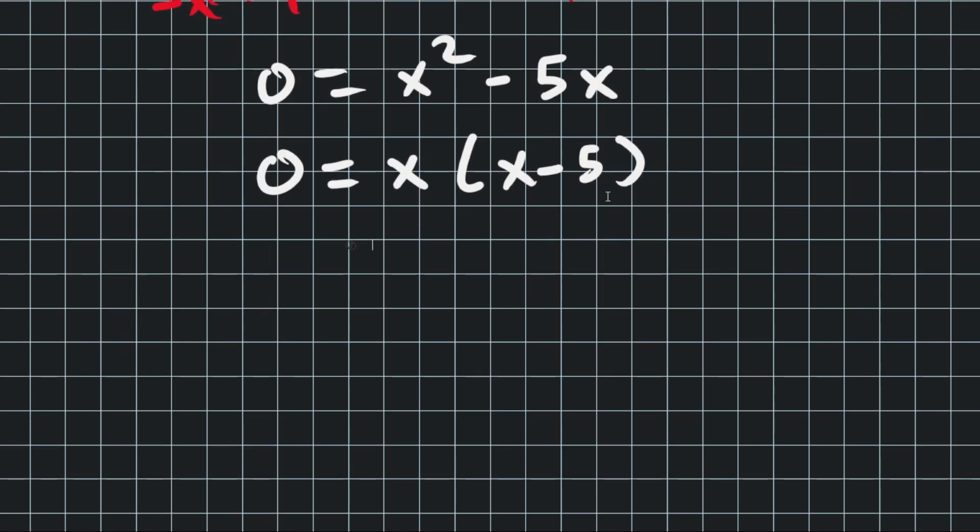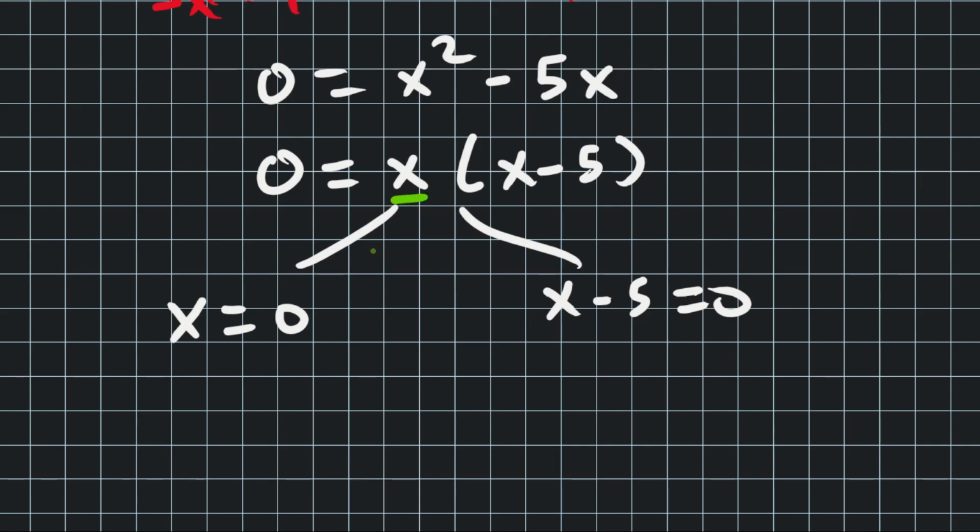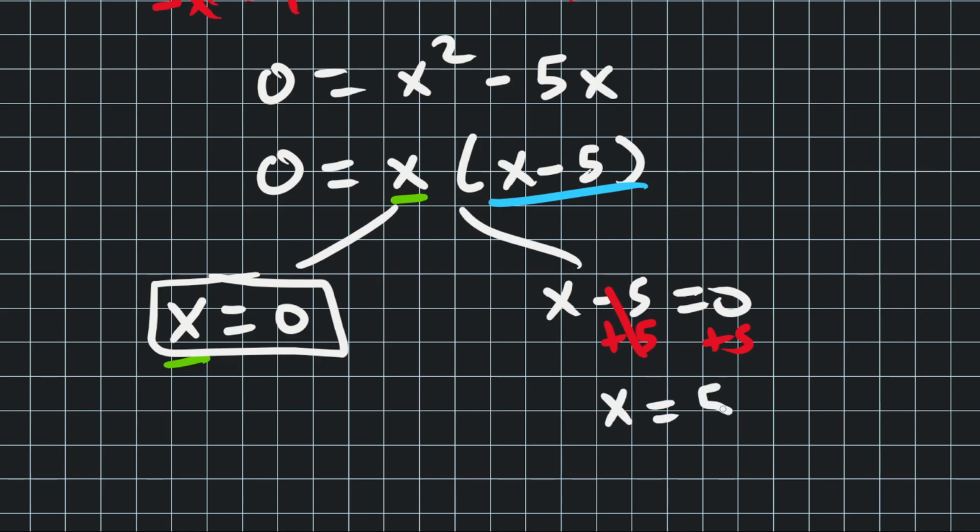And now we have multiplication of two things, x times x minus 5 equaling 0. So what that means is we can split this up into two different equations, x equals 0 and x minus 5 equals 0. So we have x equals 0 and then x minus 5 equals 0. And right here we've solved for one, x equals 0. Perfect. And then in this equation we can just take one more step by adding 5 to both sides. And we have x equals 5. Okay, now we solved for x, but we got two solutions for x.